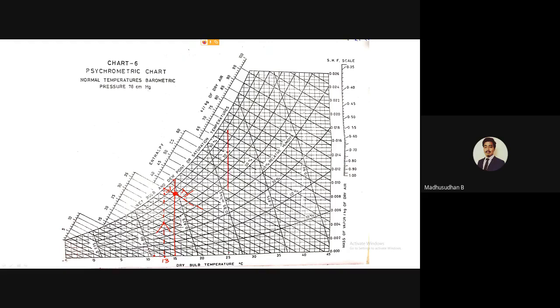Okay, 25 degrees Celsius construction line. Next, what is WBT? WBT is 18 degrees Celsius. Just check where is 18 degrees Celsius. So this is 16, 17, and this is 18, correct? So this becomes your 18 degrees Celsius, which is WBT.